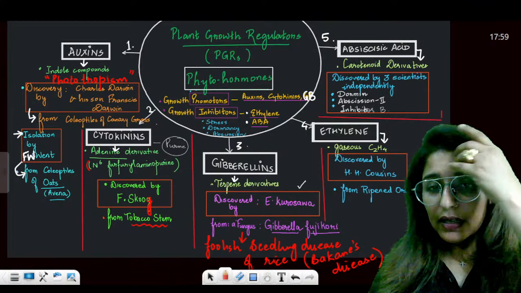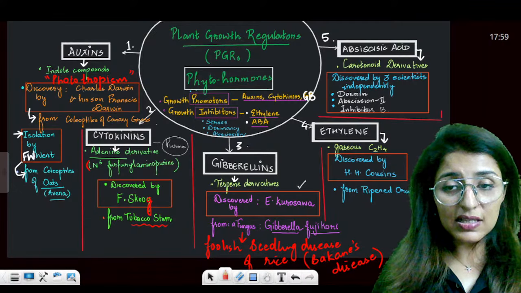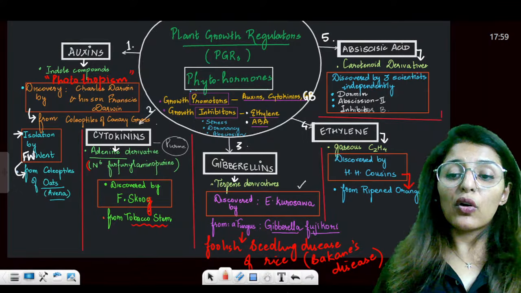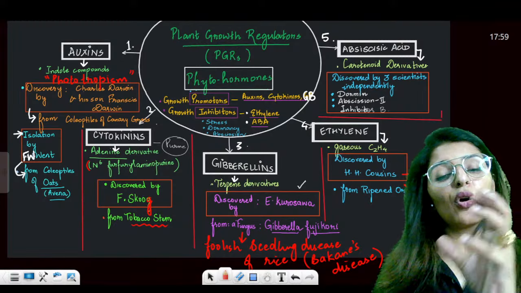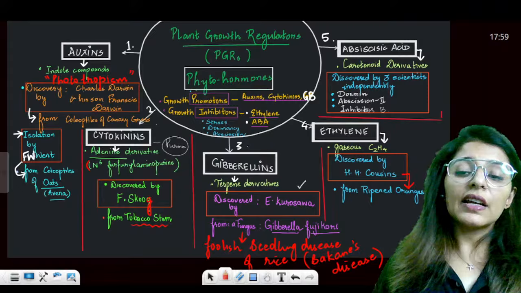Is that clear? Then moving on to ethylene, which is a gaseous compound discovered by H.H. Cousins, who discovered it in ripened oranges. They saw that if ripened oranges are kept near unripened bananas, the ripening process of the bananas gets enhanced.